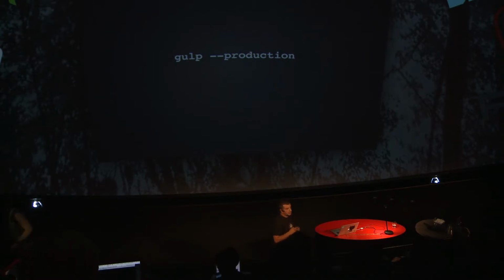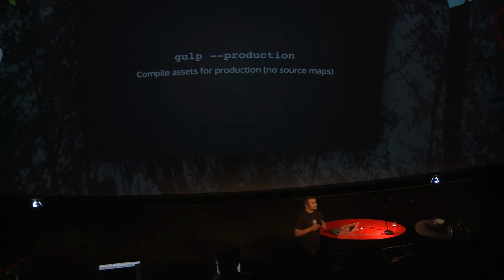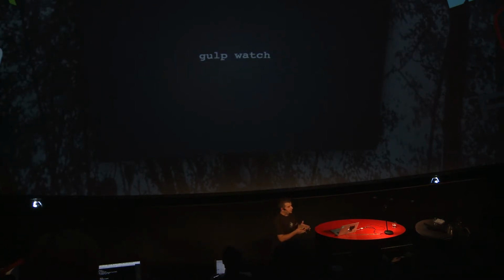What Gulp --production does, it will compile all the assets for you, and it will remove all the source maps in your CSS file. You know that with every CSS file, alongside comes a copy with all the mappings on that compiling. So it removes it, and it completely prepares it for your production. After that, while you're developing, you will be using this one. This one is awesome, and I think that was the reason I'm using it.